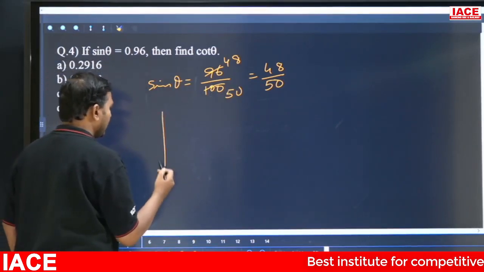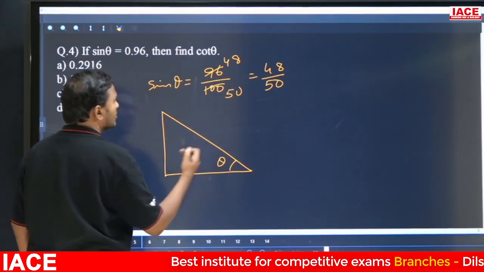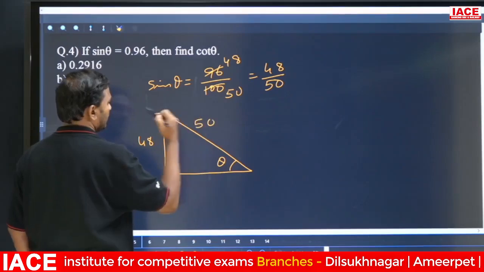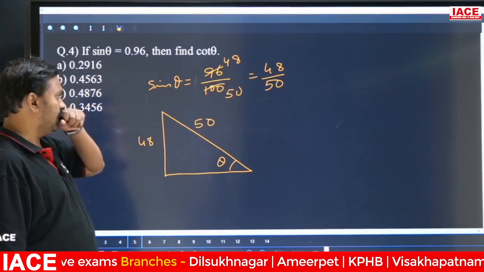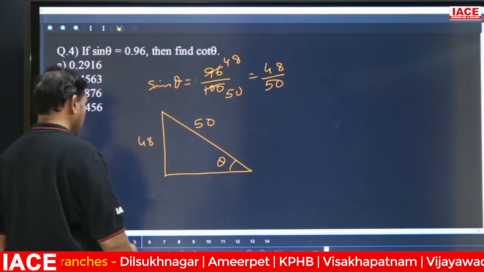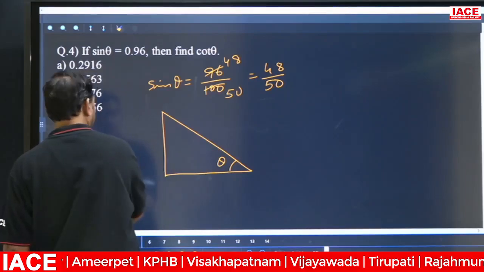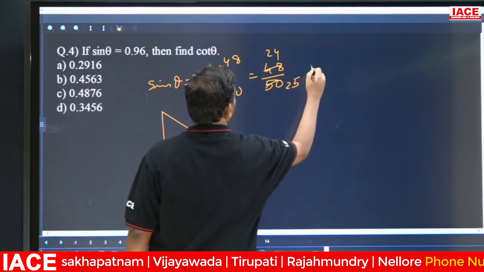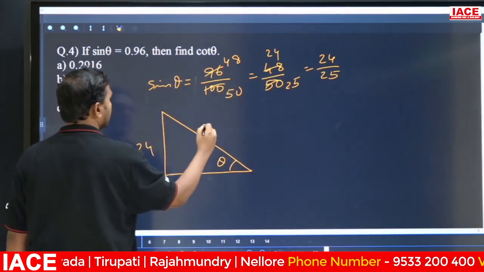Same again, a right angle triangle. It's a right angle triangle combination. So what is sin? Sin is opposite by hypotenuse, right? 48, 50 is there. Even it is again dividing. So 48 by 50 again 24, 25. So 24 by 25. So this is 24 and this is 25.